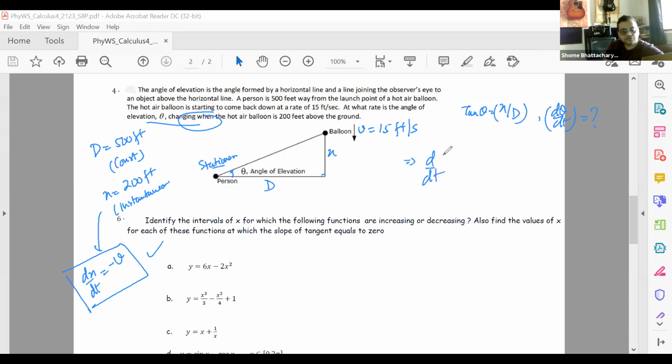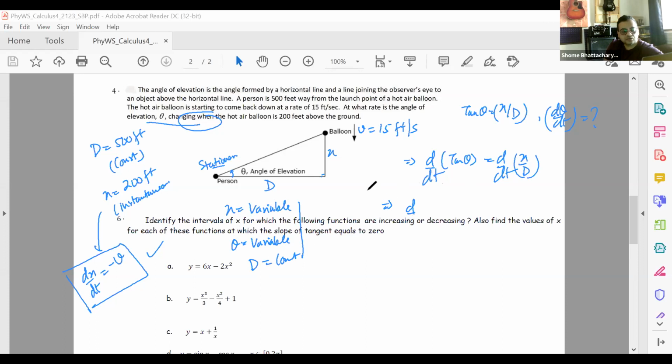The rate of change of the left-hand side of this equation, which is tan theta, should be equal to the rate of change of the right-hand side. You can see x is a variable, an instantaneous quantity, so that makes theta also a variable, whereas d is a constant. This has to be kept in mind while differentiating. So now use the chain rule.